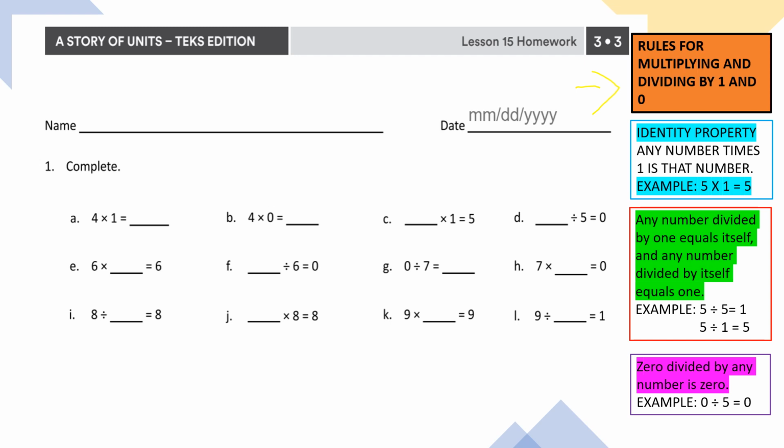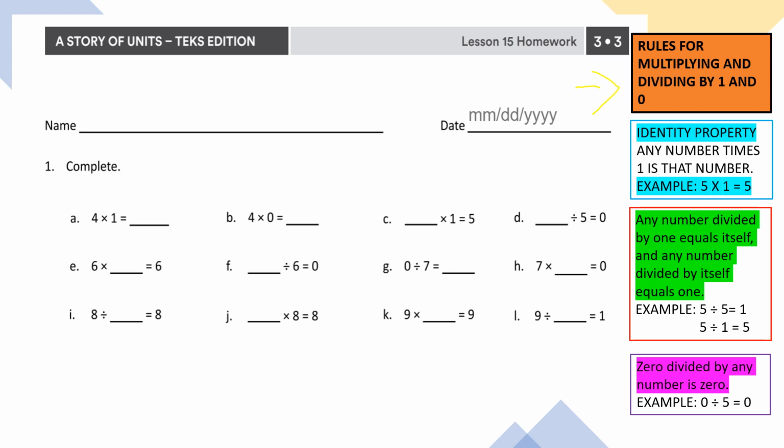The next rule we need to remember is that any number divided by 1 equals itself, and any number divided by itself equals 1. For example, 5 divided by 5 equals 1, and 5 divided by 1 equals 5. The third rule is that 0 divided by any number is 0. That also works for multiplication. 0 divided by or multiplied by any number is 0.